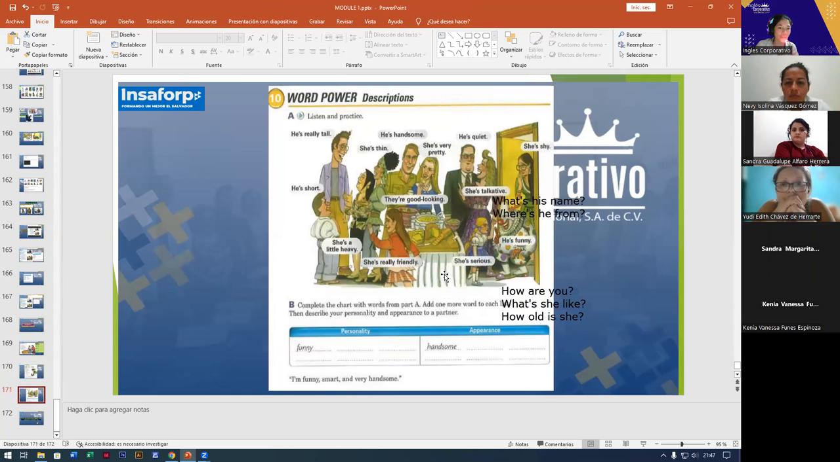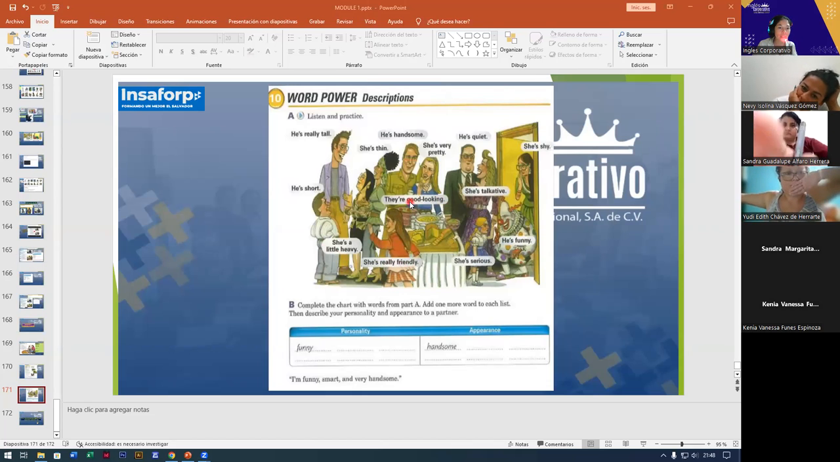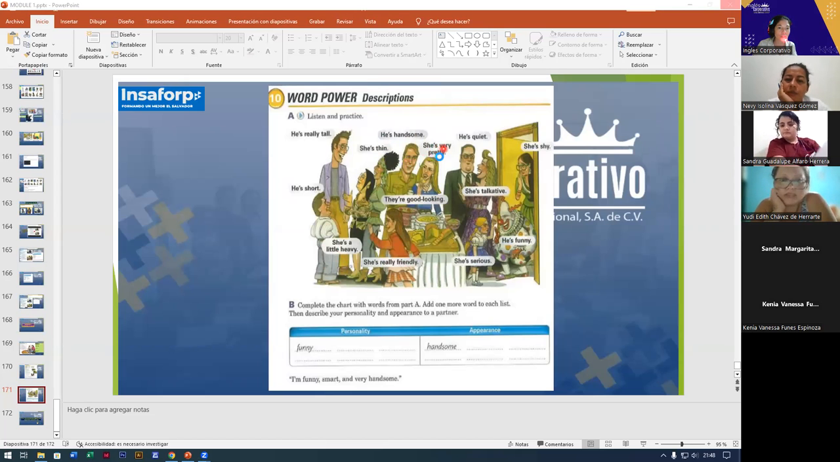Now here we're going to remember about adjectives. In the adjectives, remember, we give descriptions. So let's use this reference. Remember, here we have he's really tall, he's short, she's a little heavy, she's really friendly, they're good looking, she's thin, he's handsome, she's very pretty, he's quiet, she's talkative, she's shy, he's funny, and she's serious.